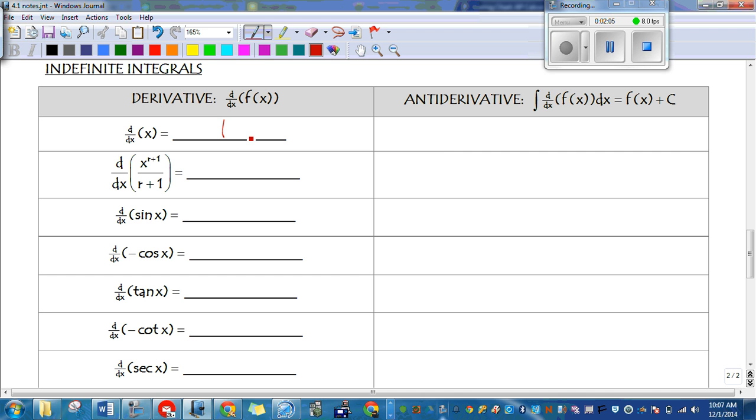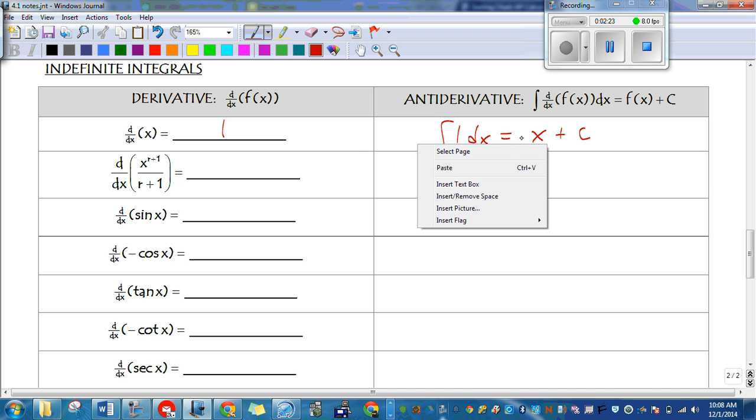So our derivative is 1. If we take the antiderivative of 1 dx, what do we get? X plus c. Right, so whenever we take the antiderivative of just 1, or even just a constant, we're going to take that constant times x and then plus c.